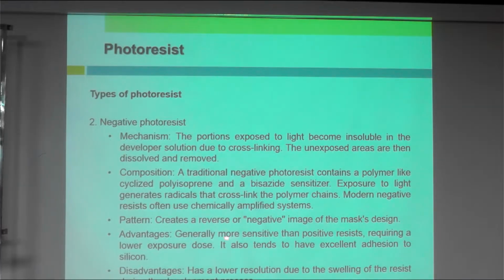It is generally more sensitive than positive resist, requiring a lower exposure dose. It also tends to have excellent adhesion to silicon. And the disadvantage is a lower resolution due to the swelling of the resist during the development process.